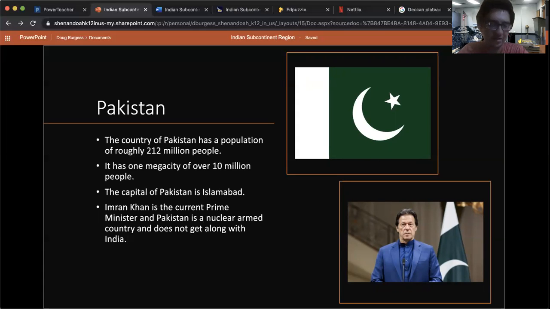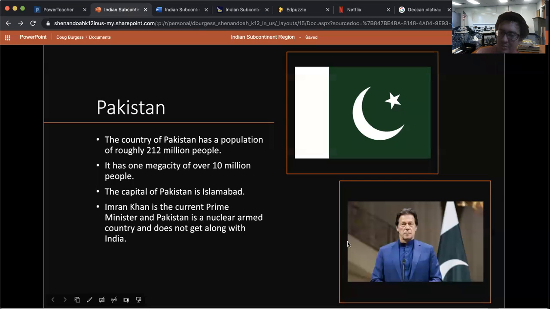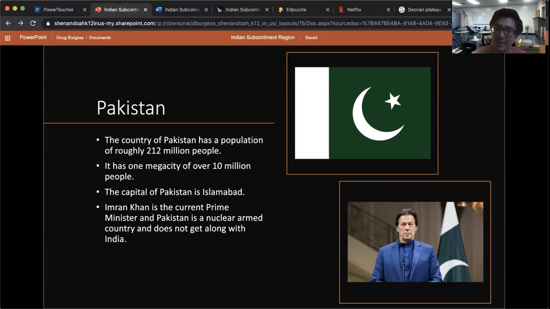And Pakistan is also a nuclear-armed country. The reason I bring that up is because Pakistan and India share a border. They hate each other, and they are both nuclear-armed countries. So what could go wrong? But currently, this fine gentleman down here is in charge of Pakistan. And Pakistan is also a nuclear-armed country as well.